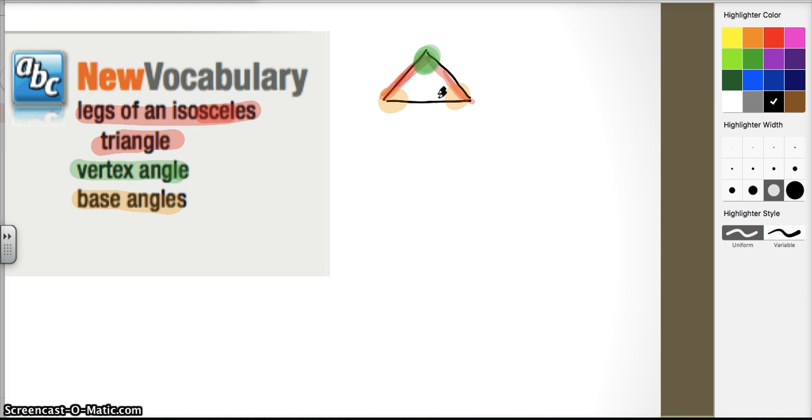And though the text didn't ask us to talk about this side here that I've highlighted in gray, let me undo that. This side here that I'm going to mark with a little hatch mark, this side is referred to as the base of an isosceles triangle.